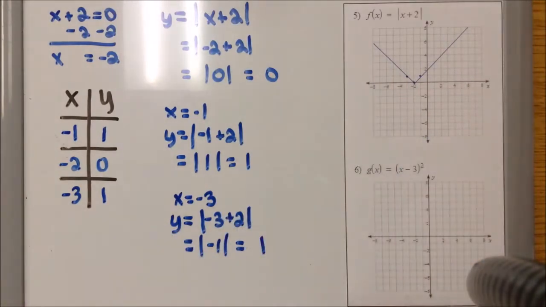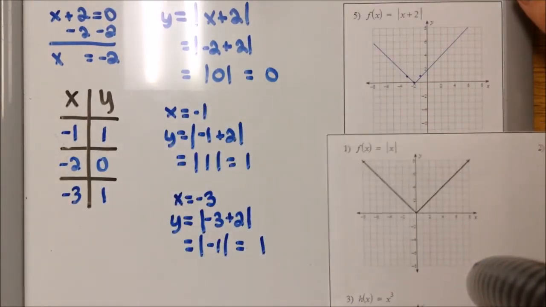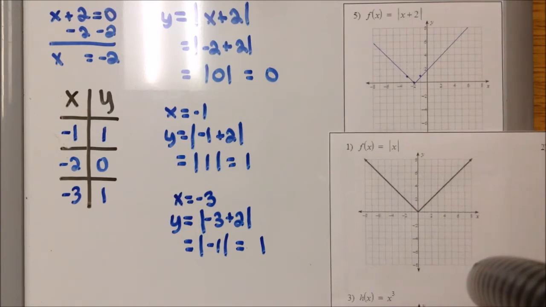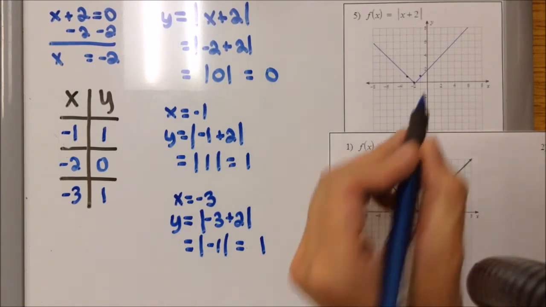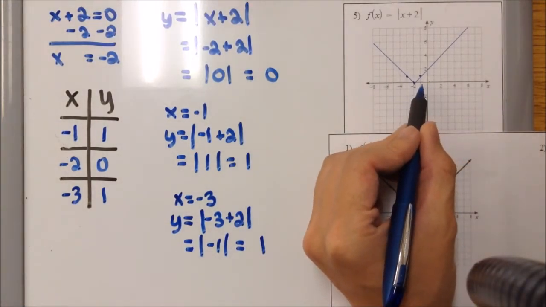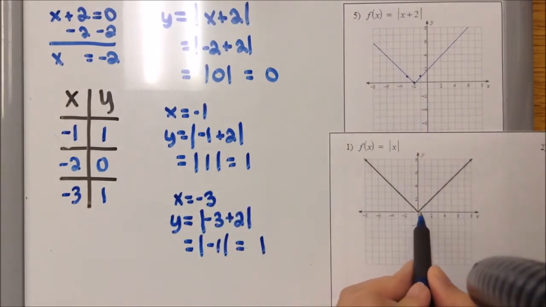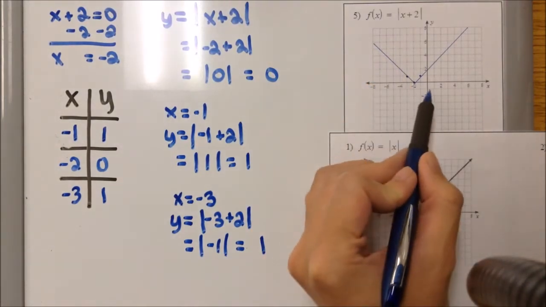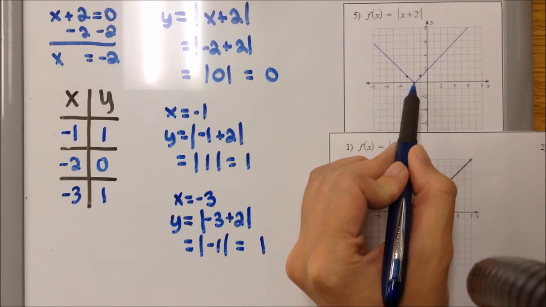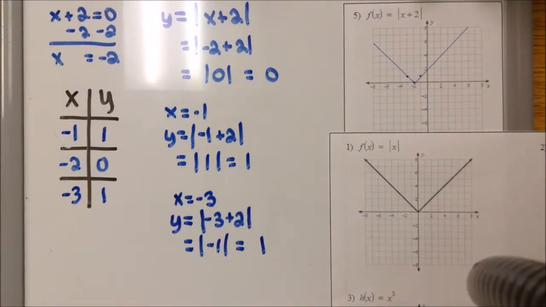Alright. Now if we compare it with the parent function, we see that the parent function is going through the origin. But here, the absolute value of x plus 2, we see that from the origin, it translated or moved 2 units to the left. So parent function went through the origin. The transformed function translated or moved 2 units to the left. So if it's plus inside, so plus 2, that means that it's going to move 2 units to the left.